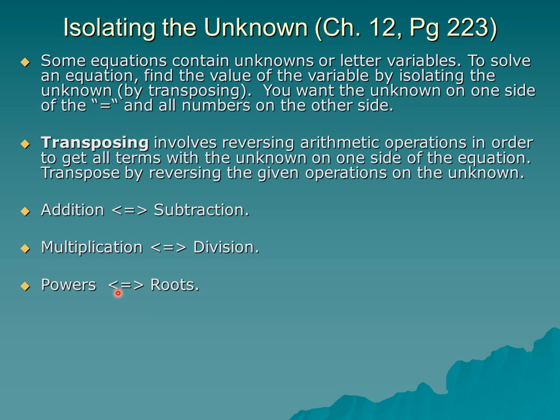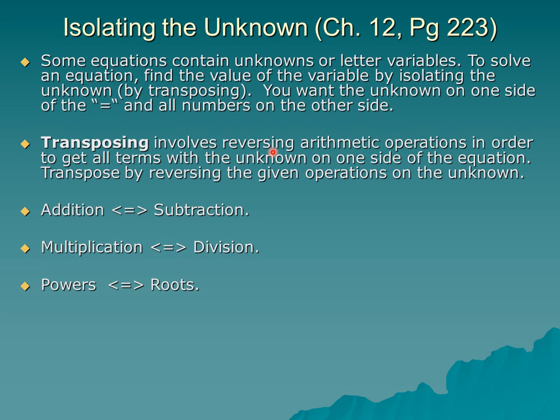If you have two unknowns, then you need two different equations to solve it. We'll see that in the future, but just for now we'll see how to solve for one. A lot of times, to isolate the unknown and solve it, we do a function called transposing, that involves reversing the arithmetic operation.